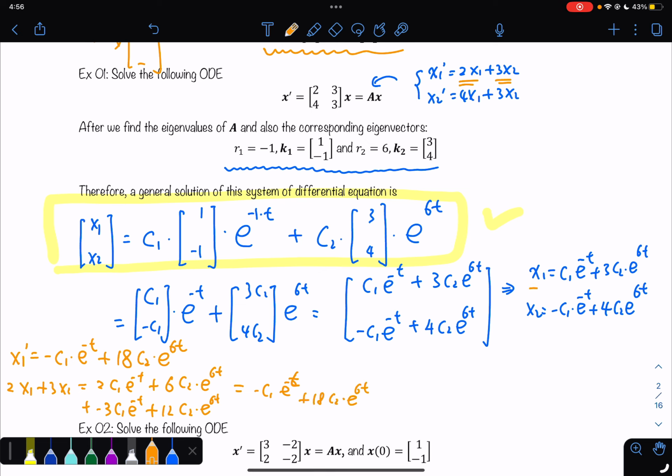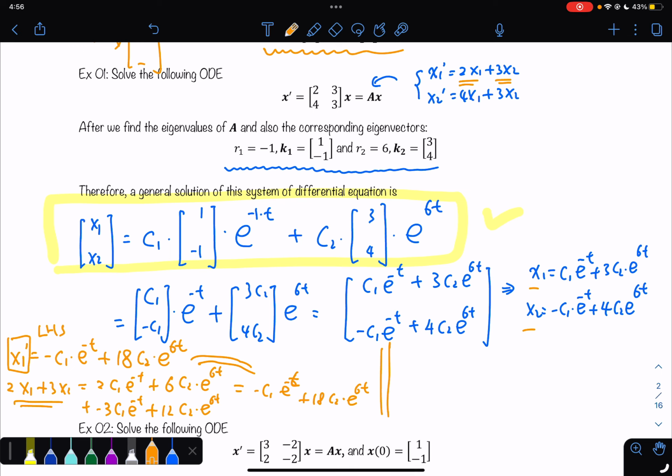So when I plug the solution back into my differential equation, I realize x1 prime, which is the left-hand side of my first equation, does equal the right-hand side of my first differential equation.